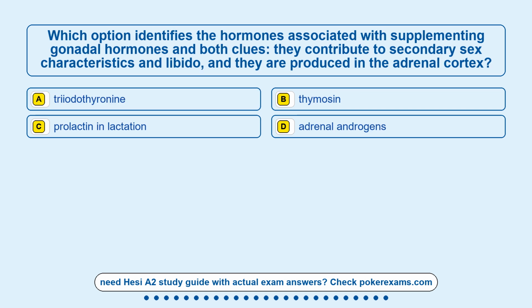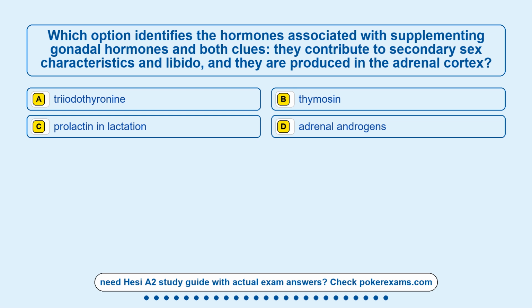Question 17. Which option identifies the hormones associated with supplementing gonadal hormones? In both clues, they contribute to secondary sex characteristics and libido, and they are produced in the adrenal cortex? Option A, triiodothyronine. Option B, thymosin.